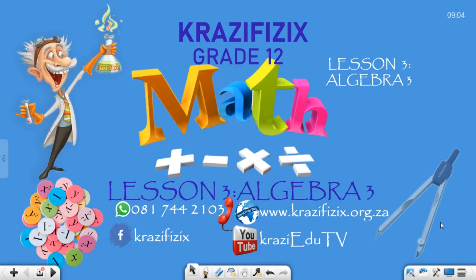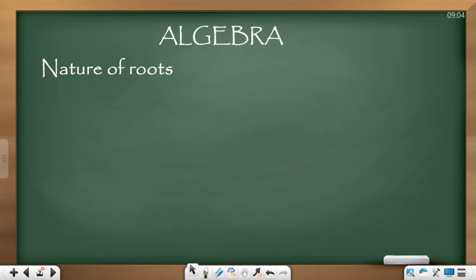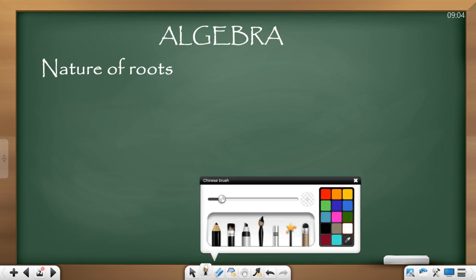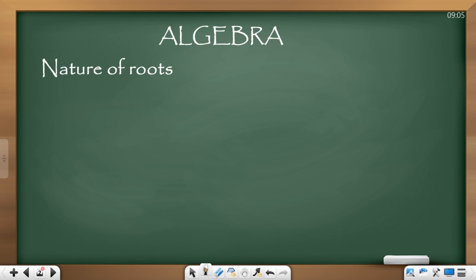Day 3, Algebra. And today is going to be short on Algebra. We're looking at the last section which we are supposed to deal with, which is just nature of roots. Now, the first thing I'm going to quickly explain is what roots are.